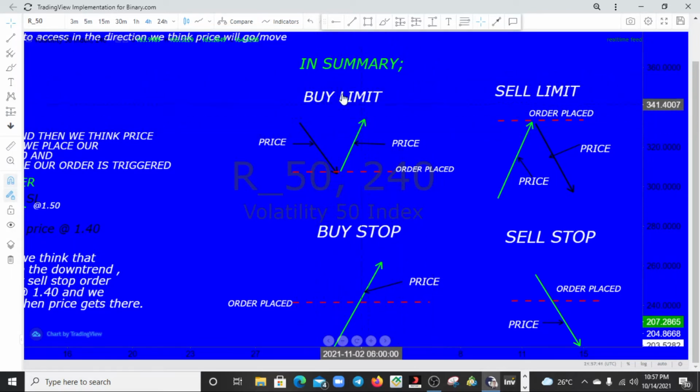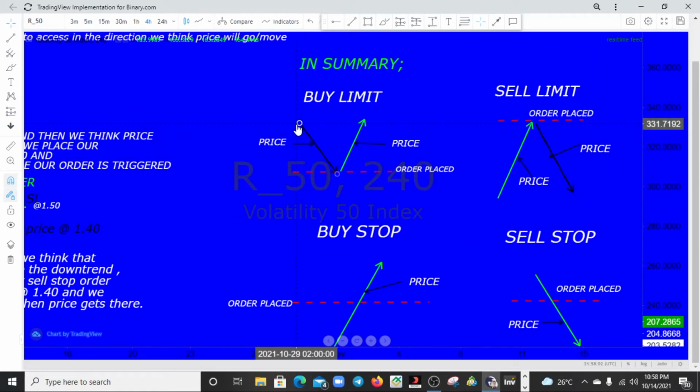Now in simple terms, this is buy limit. Price is here. Look at this, price is coming from here down. Your pending order is here, order placed, and then price triggers you and then pushes up. Look at price pushing up here. Now sell limit, price is coming from below, which is here.